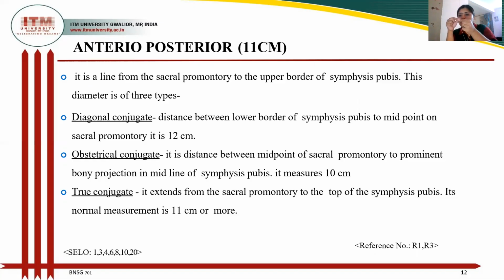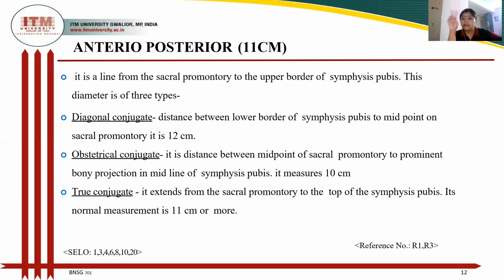Imagine this is the symphysis pubis. On the top border of the symphysis pubis, we are drawing an imaginary line. That we call the anterior-posterior diameter. Try to remember the words, from where to where: from the sacral promontory, where the bulging of the sacral promontory is, to the upper border of the symphysis pubis. That is the anterior-posterior diameter, and its length is 11 centimeter.